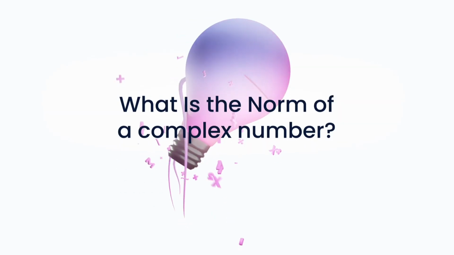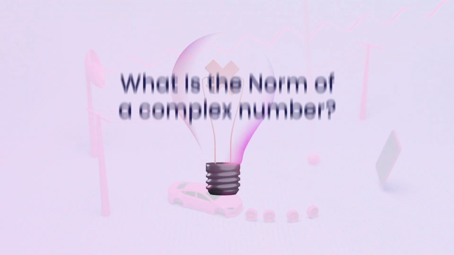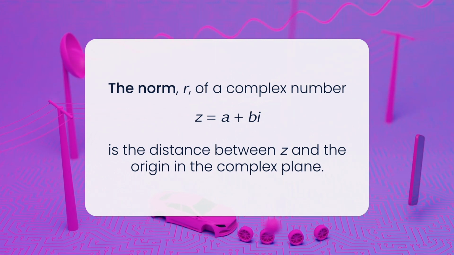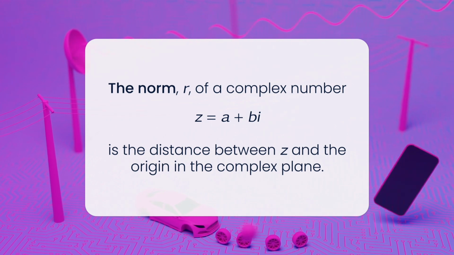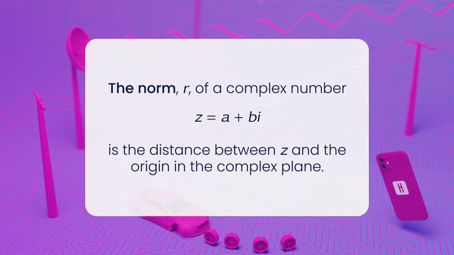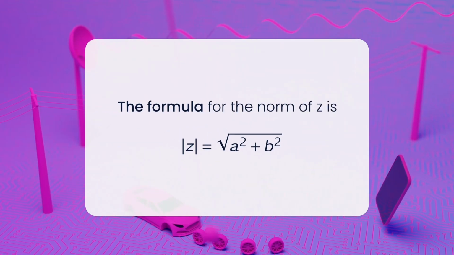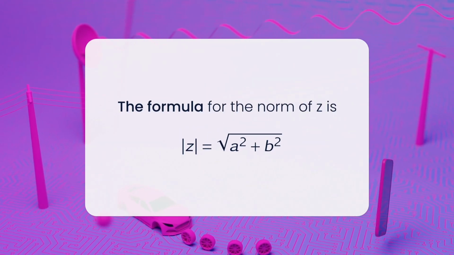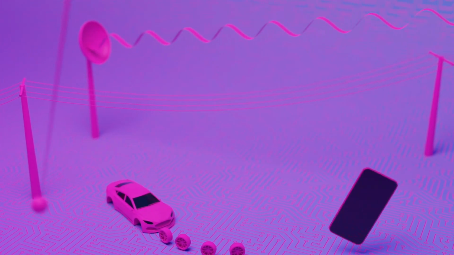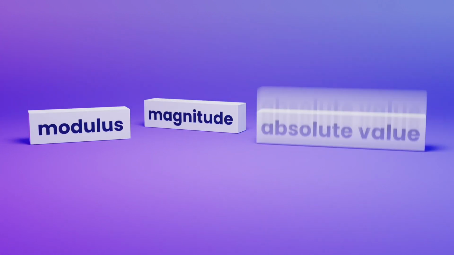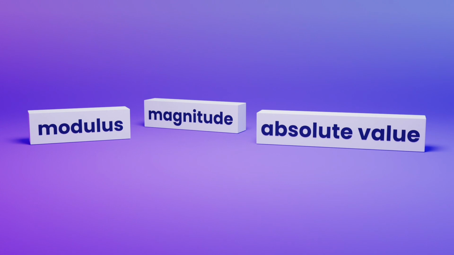What is the norm of a complex number? The norm, r, of a complex number z equals a plus bi is the distance between z and the origin in the complex plane. The formula for the norm of z is the square root of a squared plus b squared. In different textbooks, the norm may be referred to as either the modulus, the magnitude, or the absolute value of z. These all mean the same thing unless otherwise specified.